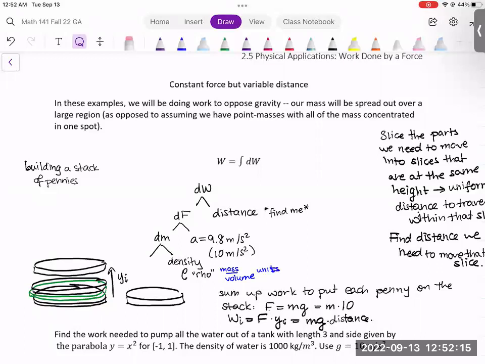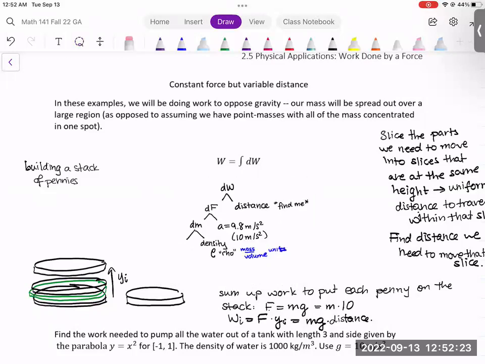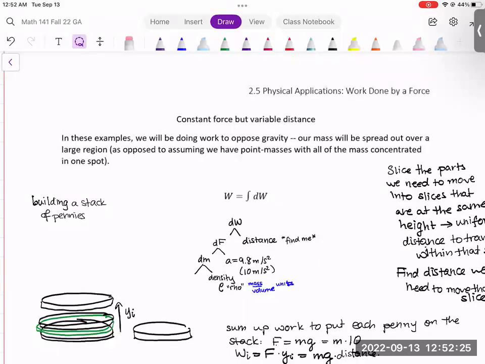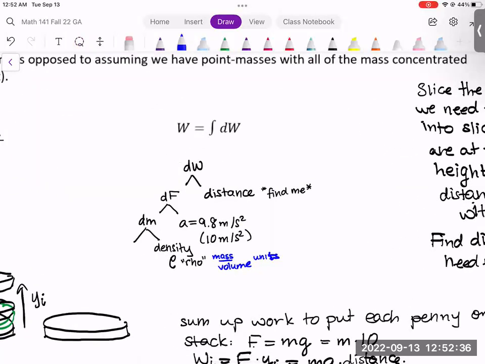Just going to make this a little bit smaller, move it out of the way a little bit. To get our mass, we take our density times our volume. If we have a little mass, it'll have a small volume. For example, the volume of a penny is pretty small. If we are thinking of having these really minuscule slices, our volumes are going to be quite small.